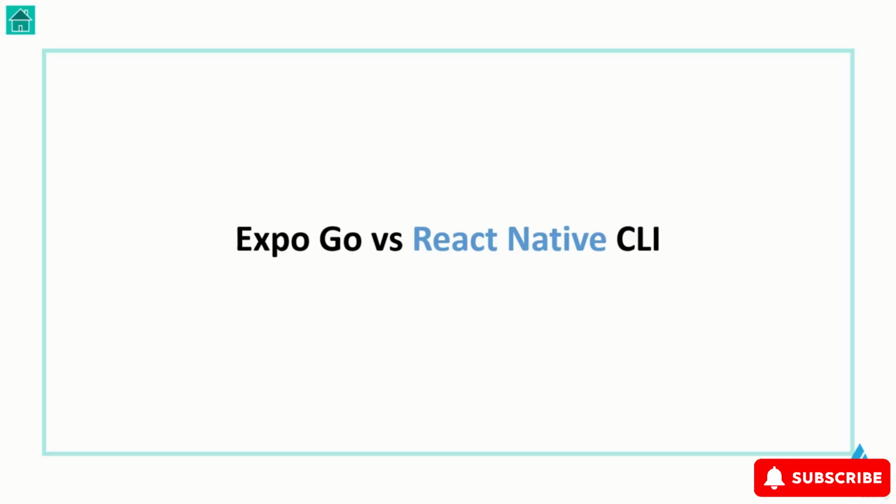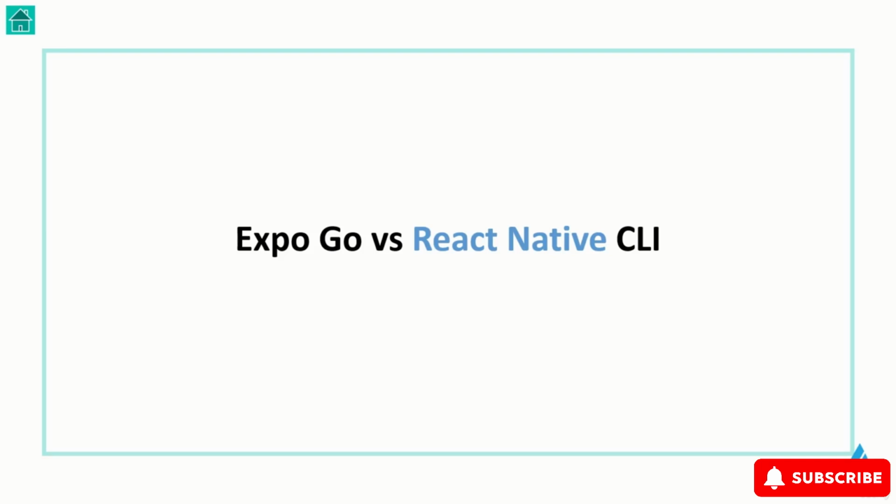Expo CLI is a tool chain built around React Native that provides a simplified and streamlined workflow to develop React Native applications. It includes a set of pre-built components and APIs that you can use to build your application without having to write any native code.